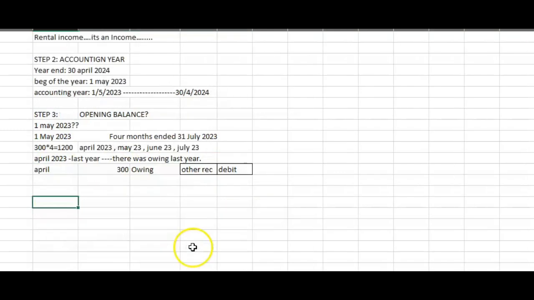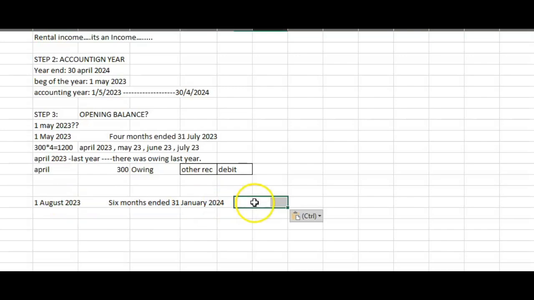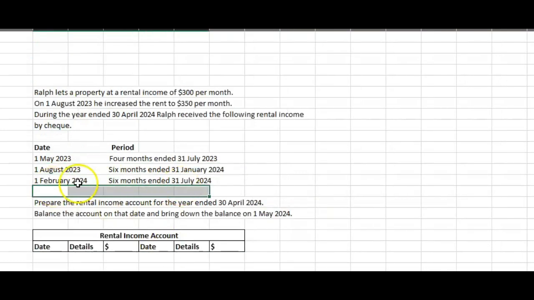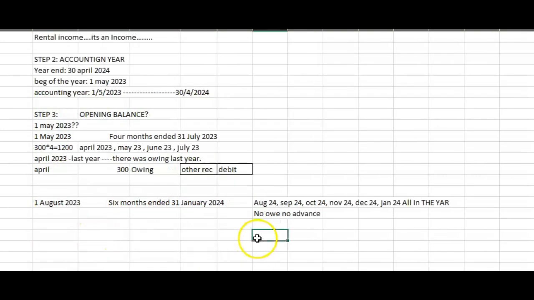The next payment is on 1 August 2023, which includes a payment for 6 months ending in January 2024. So these months are August 2023, September 2023, October 2023, November 2023, December 2023, and January 2024. All these months fall in the accounting year, so no owing and no advance. Move to the next payment on 1 February 2024, where we will get our closing balance from.